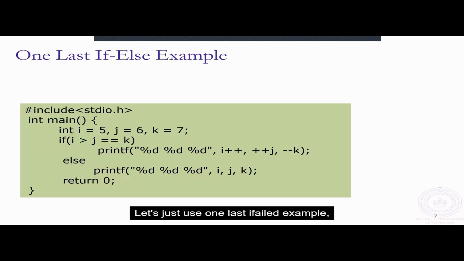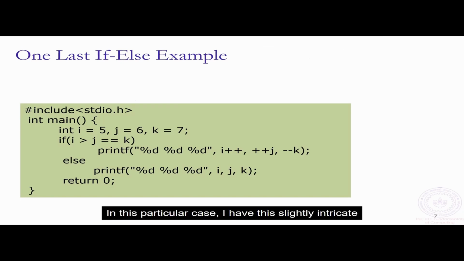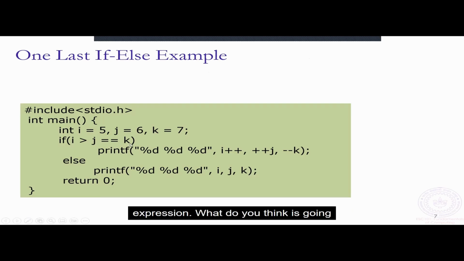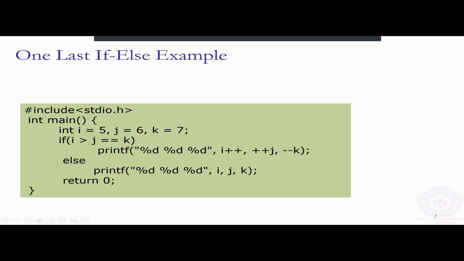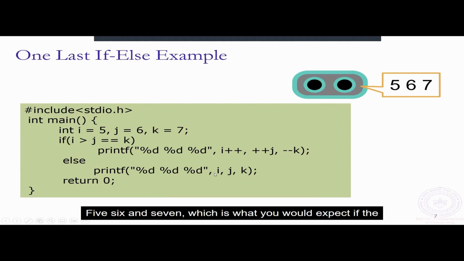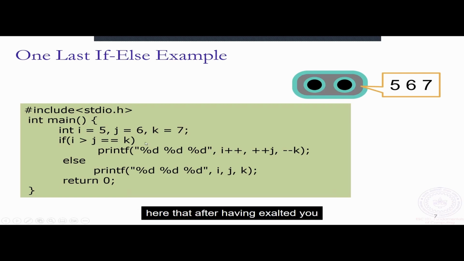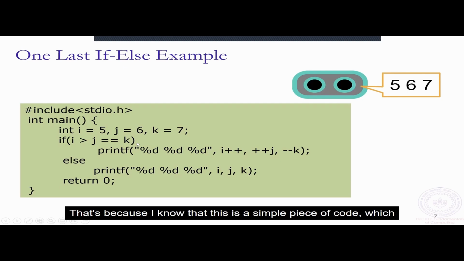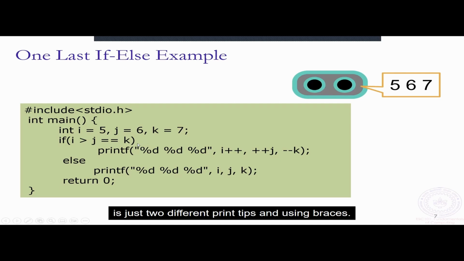Let's just use one last if-else example, and then we will close this video. In this particular case, I have this slightly intricate expression. What do you think is going to happen? Well, Mr. C will tell you that he will simply print 5, 6, and 7, which is what you would expect if the else block had been implemented. Notice here that after having exhorted you to use braces, I have not actually used braces here. That's because I know that this is a simple piece of code where there's just two different printfs and using braces is overkill. So keep that in mind.